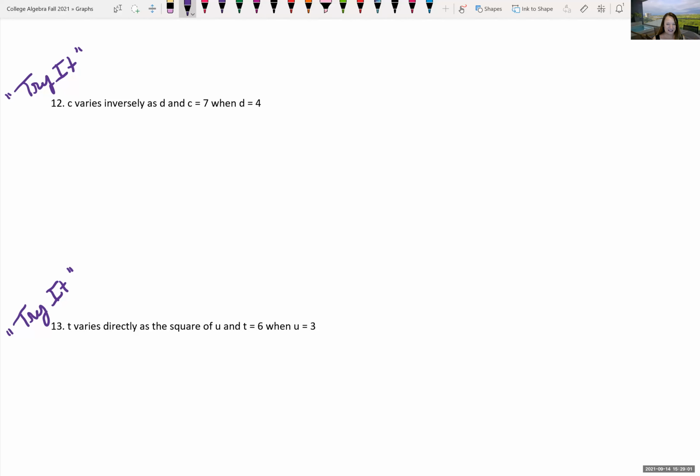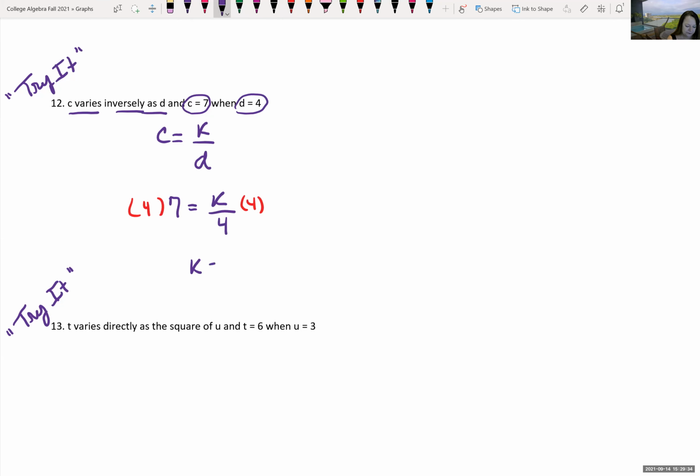Okay, so I got feedback. You guys had a chance to work on it. And let's just quickly go through these. It says C varies inversely. So C equals K over D. We know that C is 7. So 7 is equal to K all over 4, when D is 4. And so all we have to do to solve for K is multiply both sides of our equation by 4. And so 7 times 4 gives us back 28.